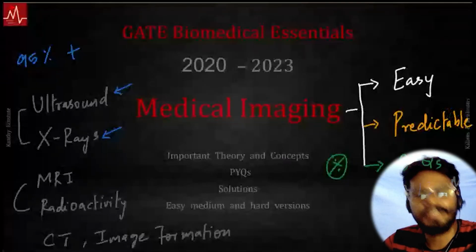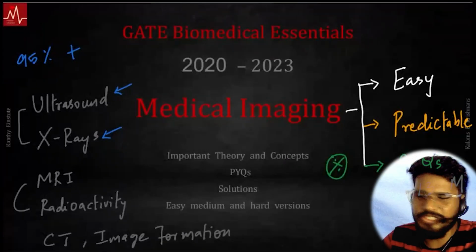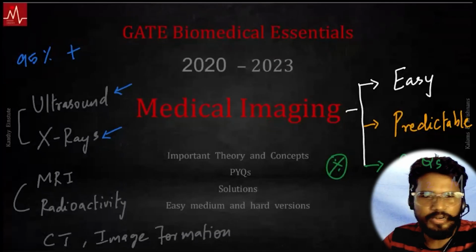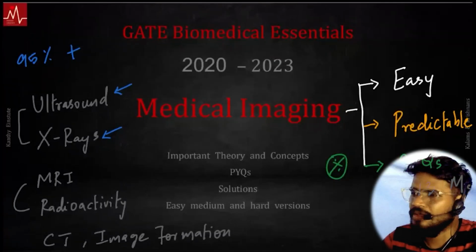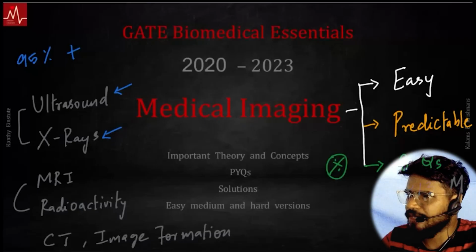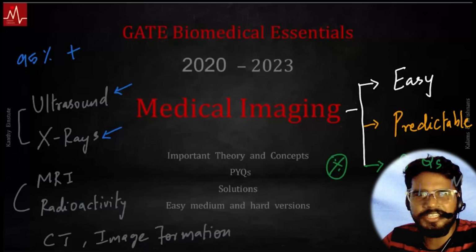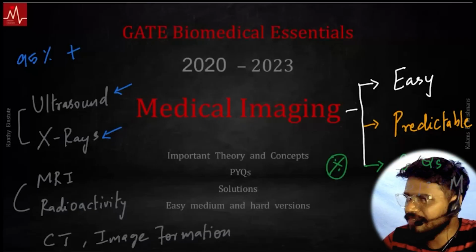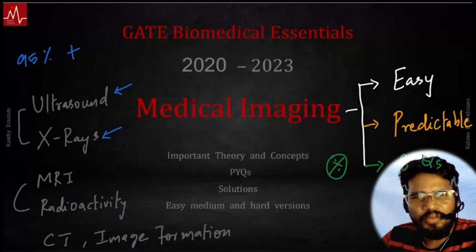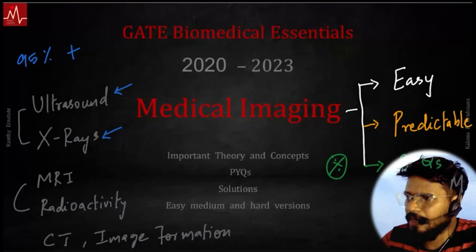This is very, very easy, very predictable. About 8 questions per year, right? 10, 12, 13 marks you can get. So that brings us to the end of medical imaging. Next, I think we'll do engineering mathematics. I'll see if we can complete it in one part, or we have to do 2 parts.